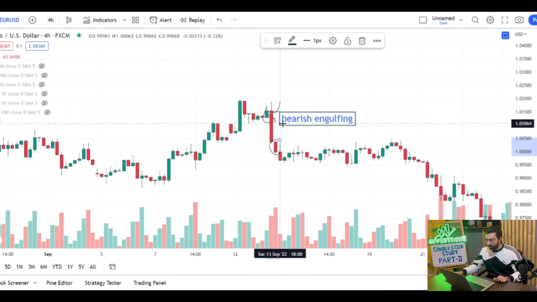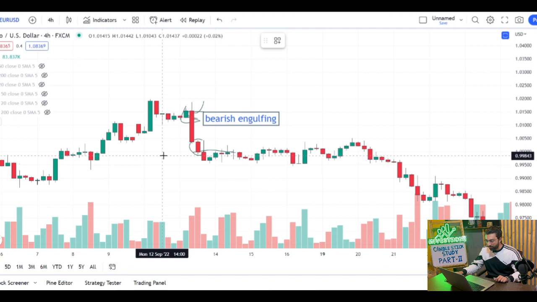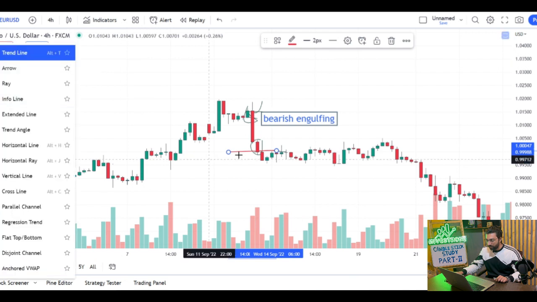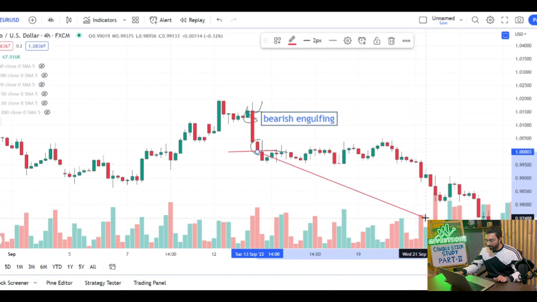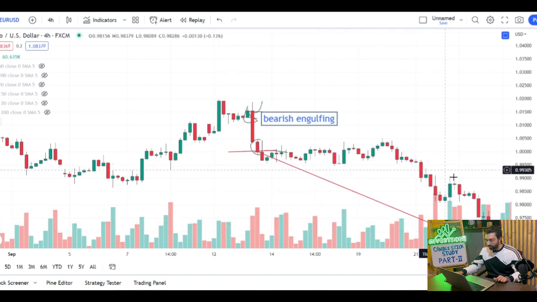Once you see a bearish engulfing candle, you have to wait for another candle to form, and if that one as well is a bearish candle, then you can take your entry on the closing of that candle from this point. I can draw it for you. From here you can take an entry, and just see from our entry point how deep the market goes.